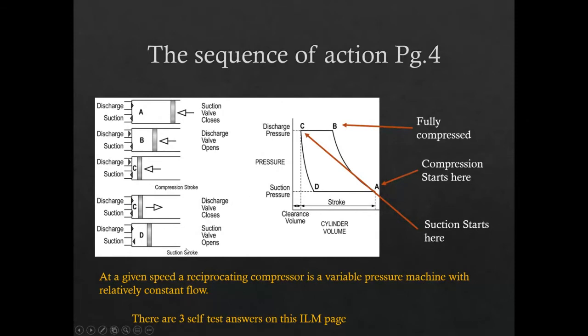A characteristic of a reciprocating compressor is that it is essentially a variable pressure machine with a relatively constant flow. And the reason that this is mentioned in a note box in the ILM is because this is the opposite of the way a centrifugal compressor works. A centrifugal compressor is a flow machine with a relatively constant pressure. So that's something to pay attention to as we look at the two different types of compressors here. The little note says that there are three self-test answers on this page in the ILM, and there's a section that describes the operation of the compressor as it goes through a cycle.